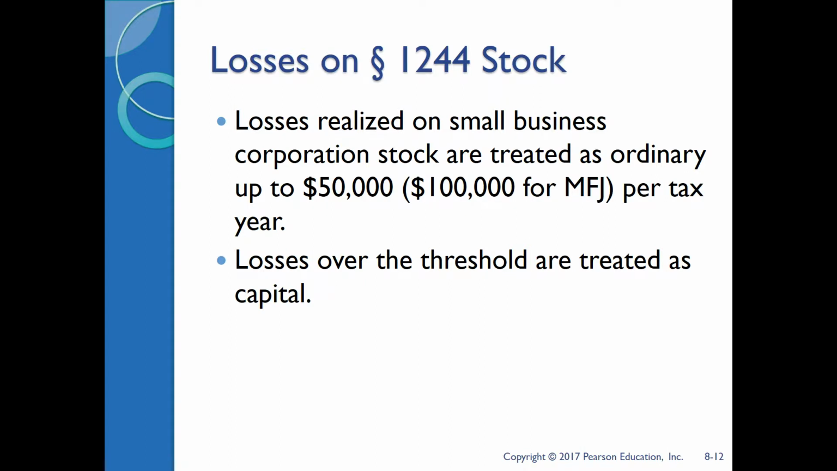Losses on Section 1244 stock. Losses realized on small business corporation stock are treated as ordinary up to $50,000, or $100,000 for married filing joint taxpayers, per tax year. Losses over that threshold are treated as capital.